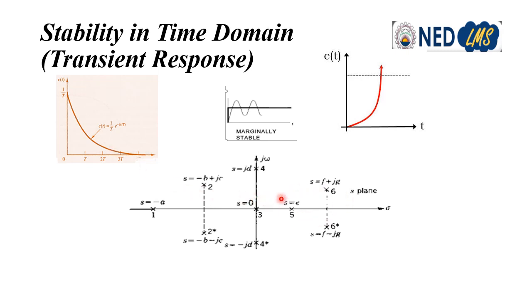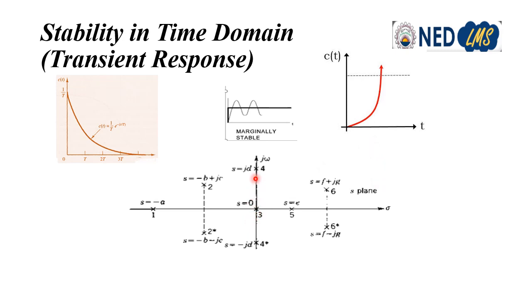While when the poles are on the right hand side of the S-plane, that is on the positive real axis, the corresponding time response is e raised to the power plus sigma t. And for e raised to the power plus sigma t, the transients are increasing with time. And when the transients are increasing with time, the system will not reach a steady state, and we say that the system is unstable. So when the poles lie on the right hand side of the S-plane, the corresponding time response represents an unstable system.